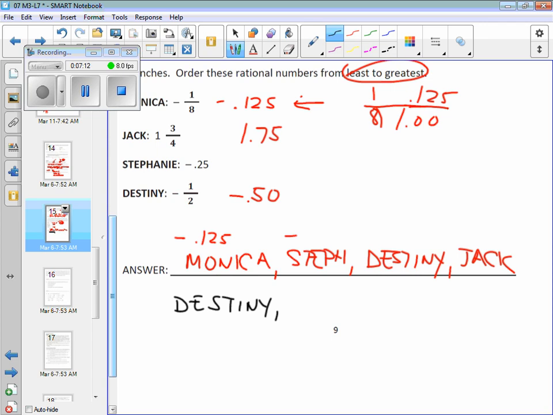Then, because look, negative 0.5 is lower than negative 0.25, so next is Stephanie. Right? Good. Now it makes sense that Monica is next because she's our remaining negative number.